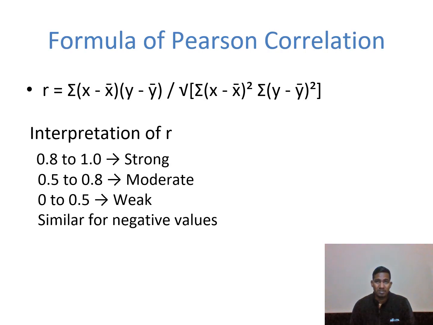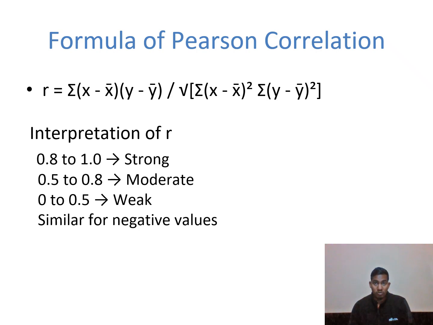Now, the numerical formula for correlation is given by Pearson, which is R equals summation of (x minus x bar) into (y minus y bar), upon the square root of summation of (x minus x bar) whole square into summation of (y minus y bar) whole square.